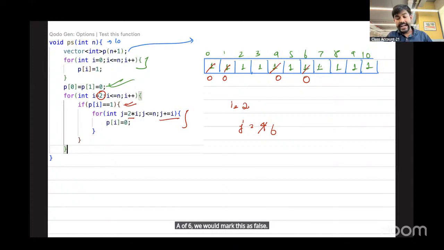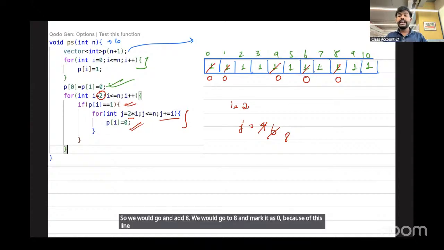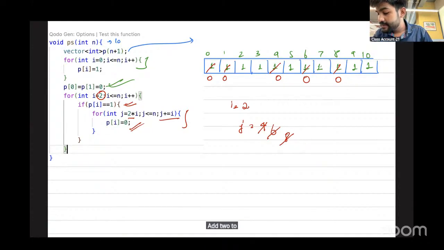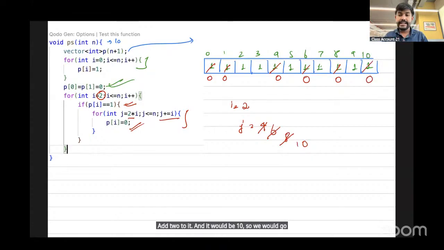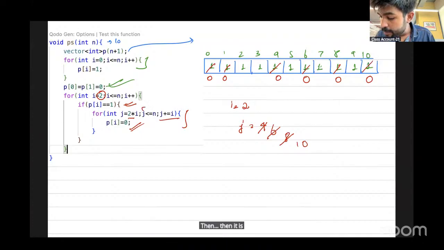Then we would add j plus equals to I. So we would go and add 8. We would go to 8 and mark it as 0 because of this line. Then j plus equals to I, add 2 to it, and it would be 10. So we would go to 10, mark it as 0. Done. Then it is out of the loop because of this condition.